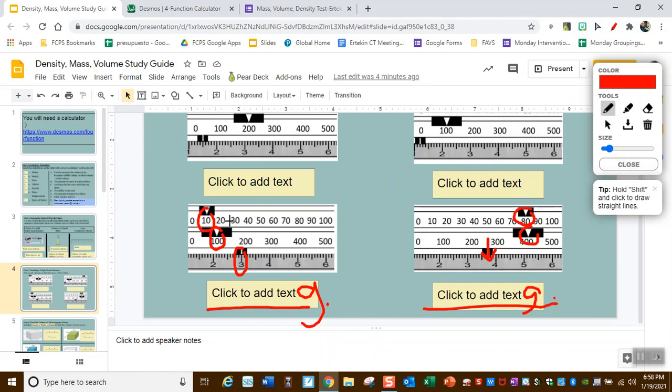So push pause and find the mass of these 2 triple beam balance, okay? Haz un clic sobre pause y calculen la masa de esos 2 balances.